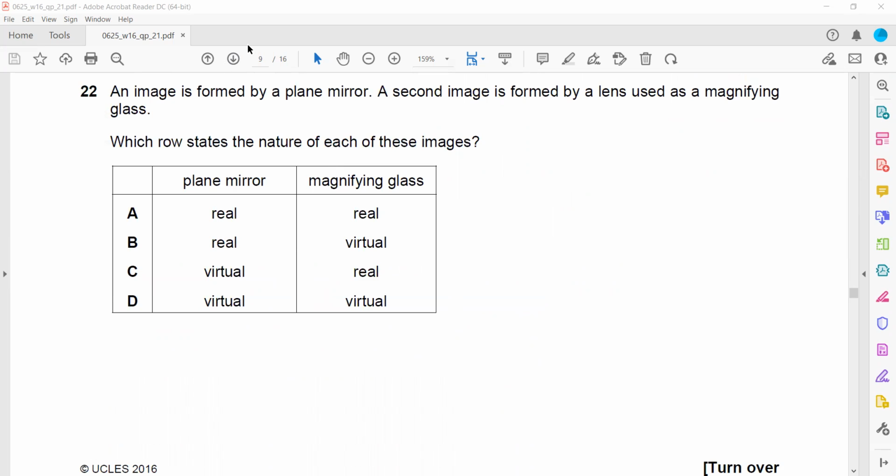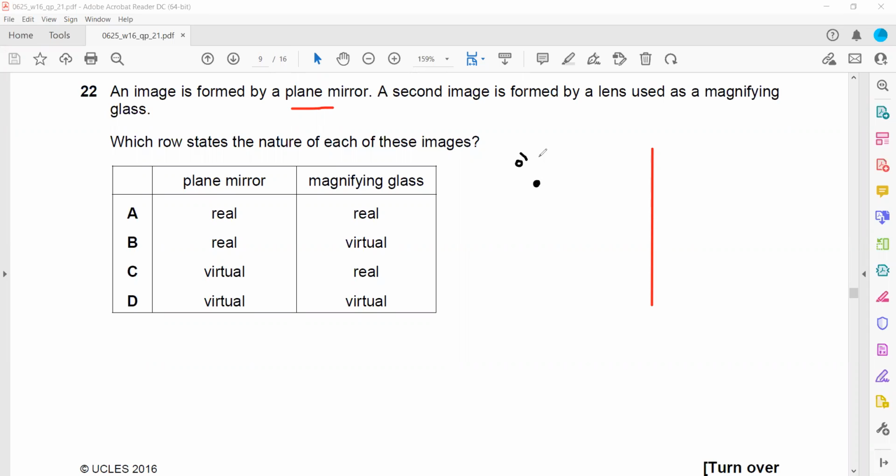An image is formed by a plane mirror, and the second image is formed by a magnifying glass. A convex lens is a magnifying glass. State the nature of the image. What happens in a plane mirror? For example, if you are looking at yourself in a mirror, this is just our imagination.